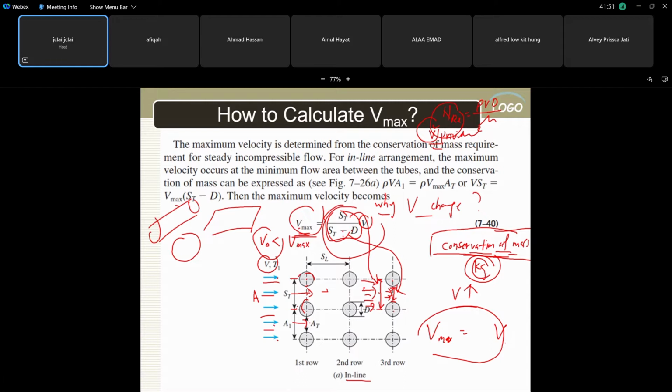If you understand this principle, you don't need to memorize. Even if this formula is not given to you, you also know how to calculate because you understand the principle. Okay, this is of course for inline, right?